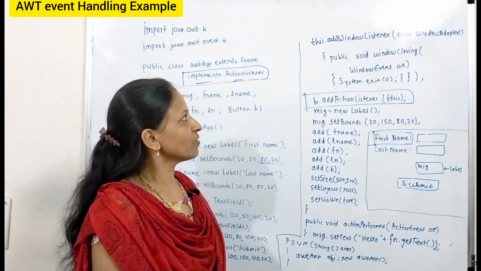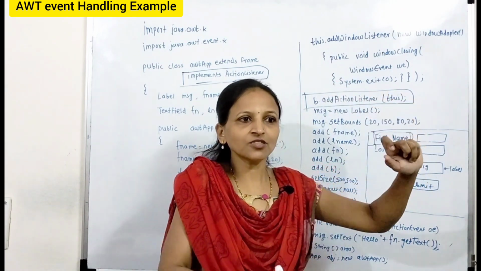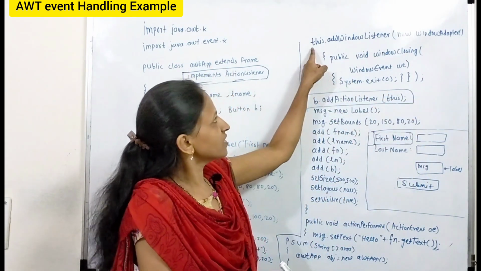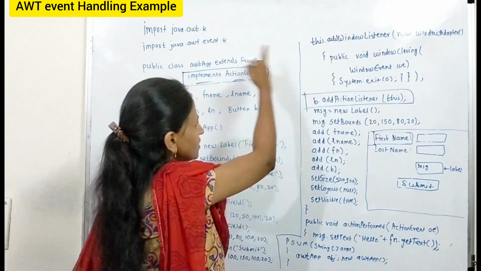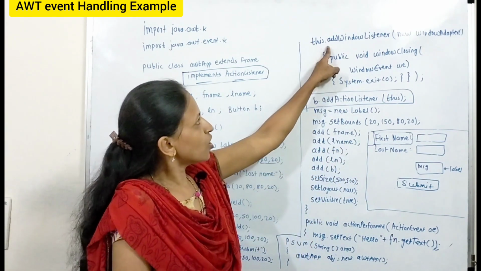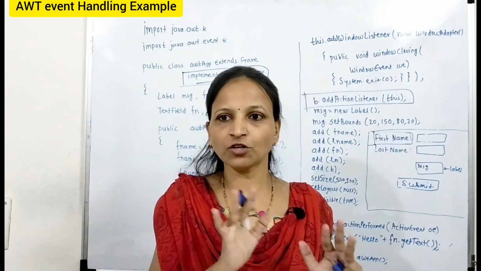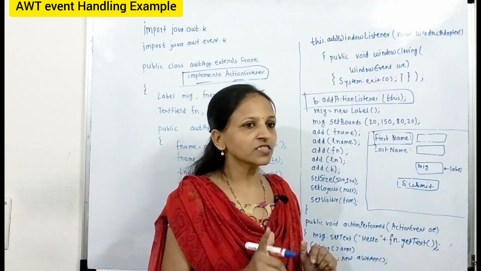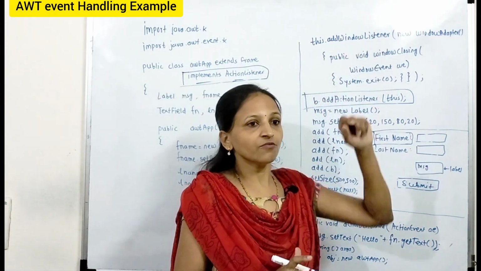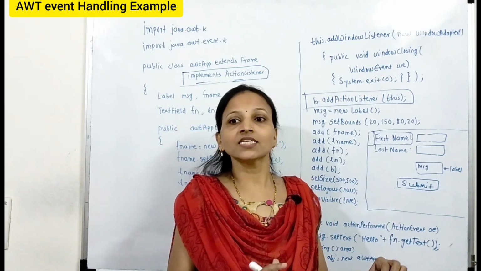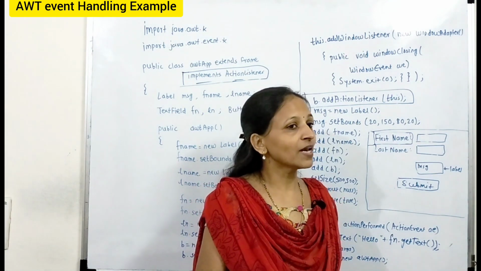Okay, in the same way we have to add window listener, but this is for that window. That's why I have written this dot. This means this frame is nothing but this class. This dot add window listener. Here I am adding a window listener. Now always keep in mind, whenever you are adding a window listener, you have to pass one object of an adapter class. There are multiple adapter classes.